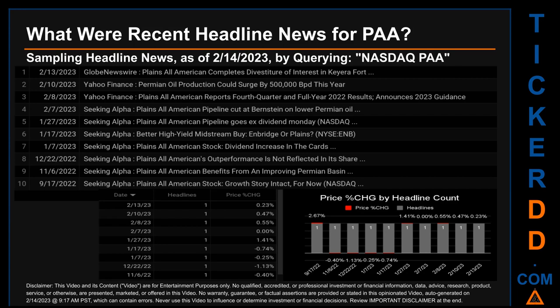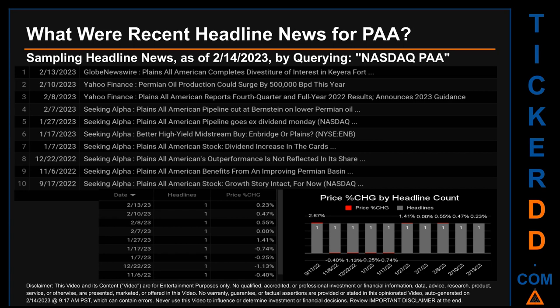The oldest publication was on Saturday, September 17, 2022, when 5 months and 28 days ago, Seeking Alpha published the headline that read, Plains All-American Stock, Growth Story Intact, for now, NASDAQ. The oldest publication date of Saturday, September 17, 2022, was actually the day with the highest percentage change in price. It saw a price jump of 2.67%.